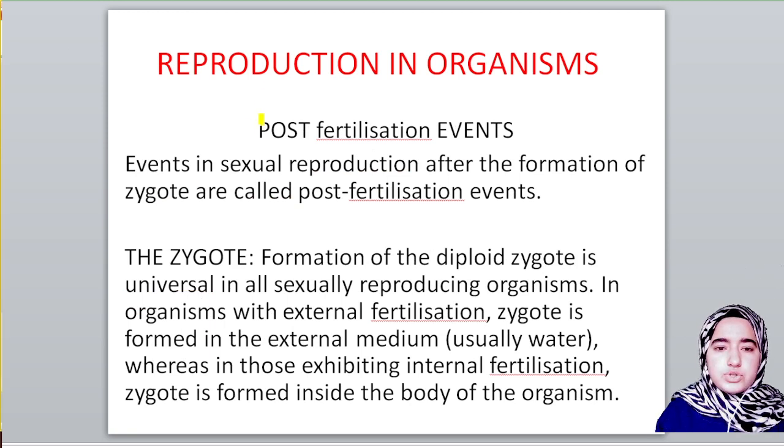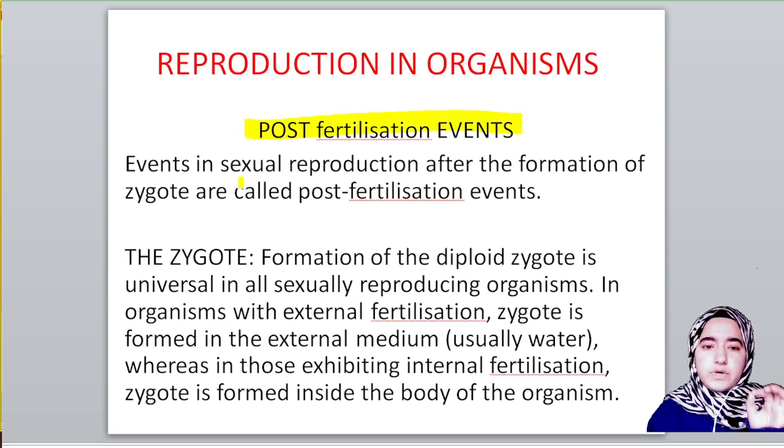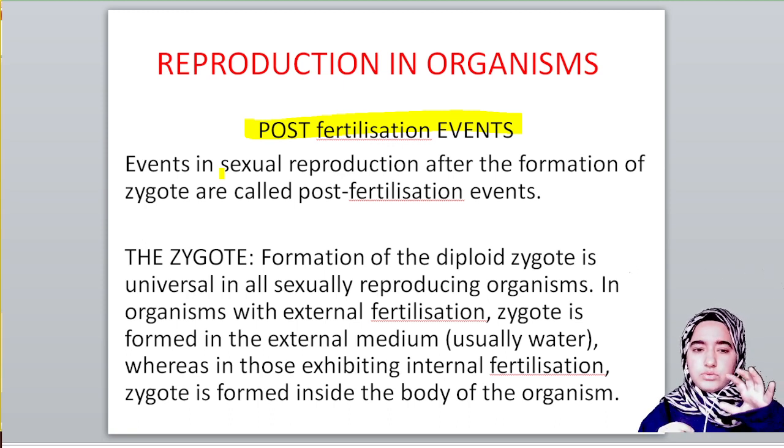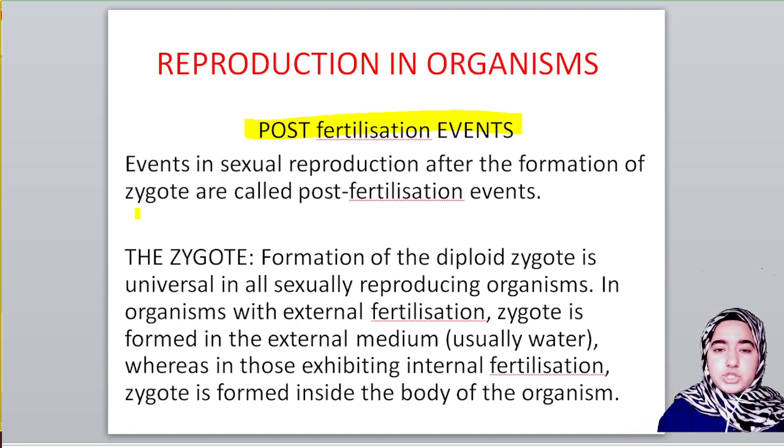We will see post-fertilization events. Post-fertilization events are those events in sexual reproduction which occur once the zygote is formed through fertilization. After that we have so many events, known as embryogenesis. The process after the formation of the zygote, that we call post-fertilization events.